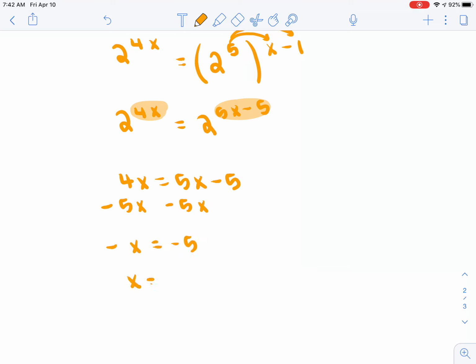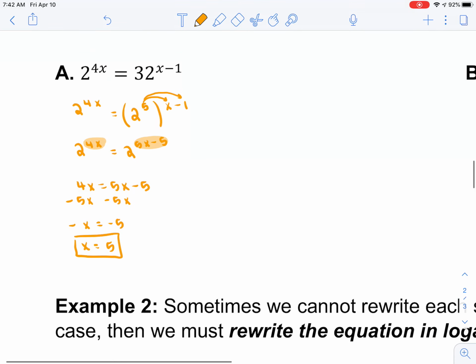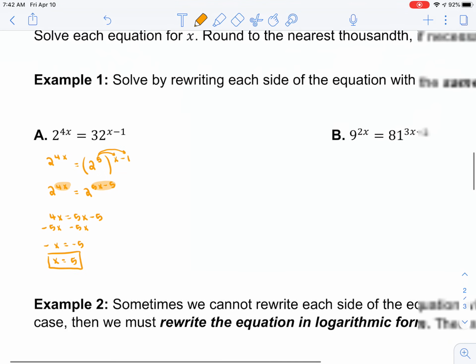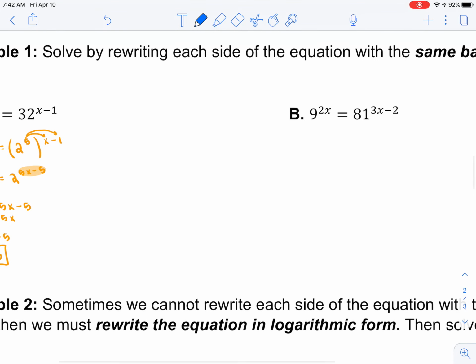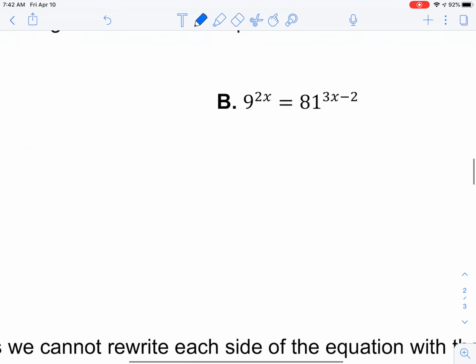And then I can divide by -1 to get x equals 5. So that's review. Hopefully you remember that. Same thing with part B. If you want to get a solution for x, we need the same base.